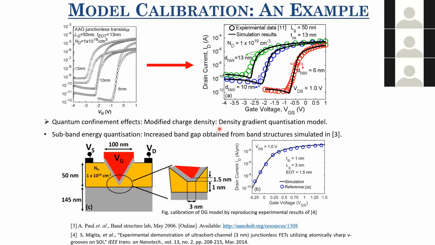So I tuned the model parameters to produce these results, by simulating the same structure which I got in the experiments. And once I have calibrated all the models, now I can say that my simulation setup is valid for simulating junctionless nanowire FETs, even when the dimension goes below 7 nanometers. So now I'll go ahead with the conclusion.